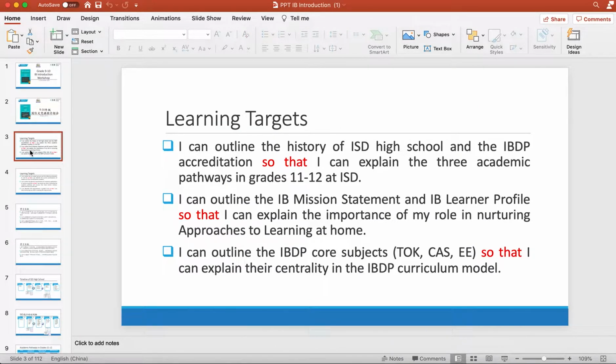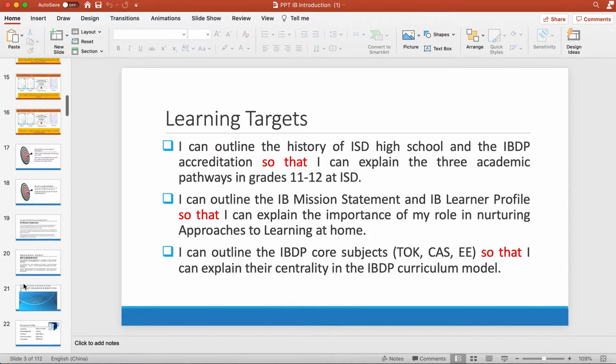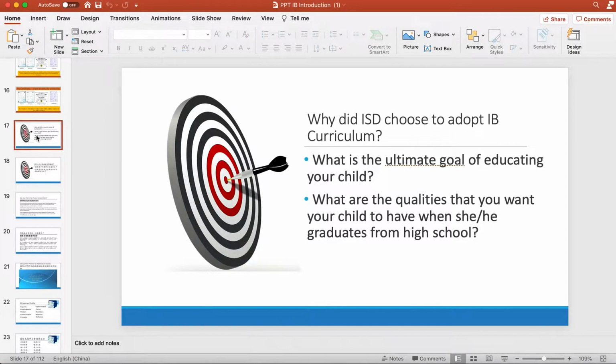The second and the third learning targets are the most relevant for this workshop task, which is for parents. It means that parents can outline the IB mission statement and IB learner profile so that they can explain the importance of their role in nurturing approaches to learning at home. And the third learning target: parents can outline the DP core subjects so that they can explain the centrality of TOK, CAS, EE in the IBDP curriculum model. So let me jump directly to the slides that are relevant for those two learning targets.